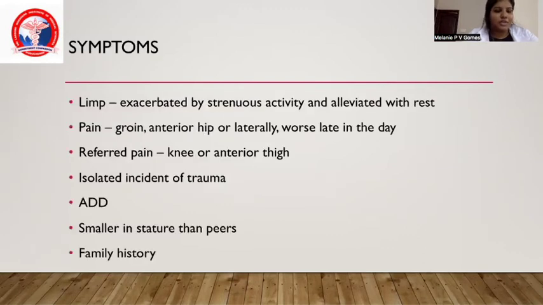Coming to the symptoms. Limp, exacerbated by strenuous activity and alleviated with rest, usually first noticed by a parent. Pain, which may be located in the groin, anterior hip, or laterally around the greater trochanter, worse late in the day. Referred pain to the knee or anterior thigh. Parents may recollect an isolated incident of trauma several months earlier. After a few days of onset, the initial symptoms may resolve completely. The patient often has waxing and waning of symptoms.